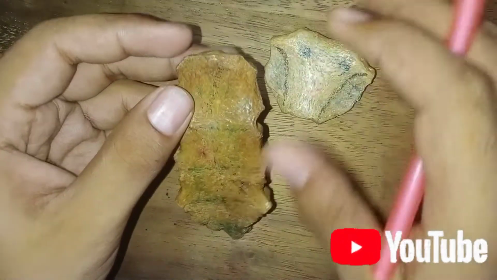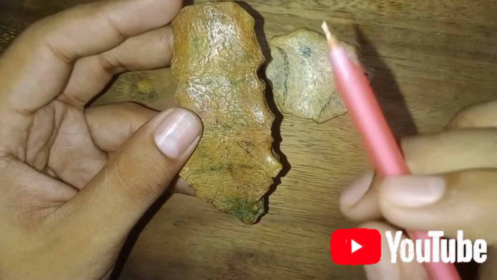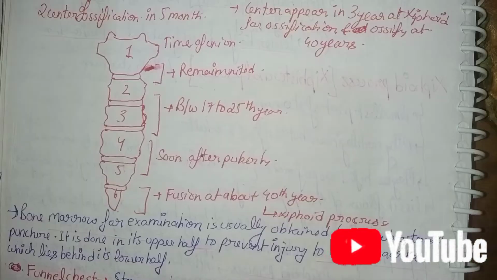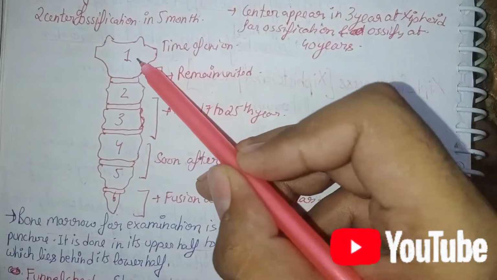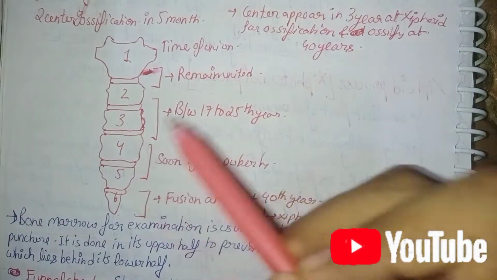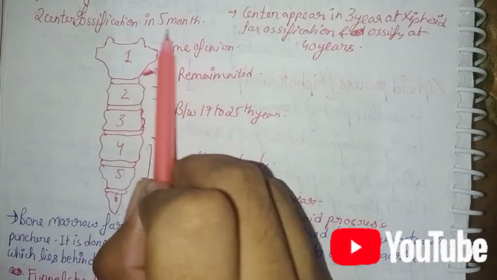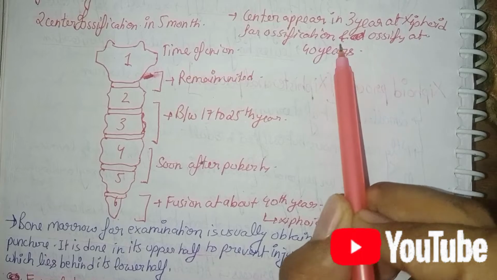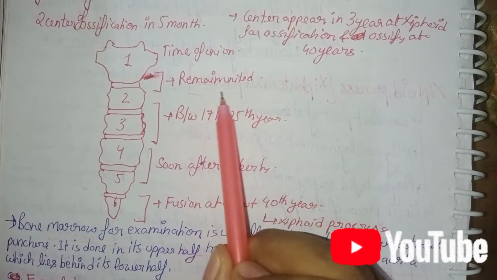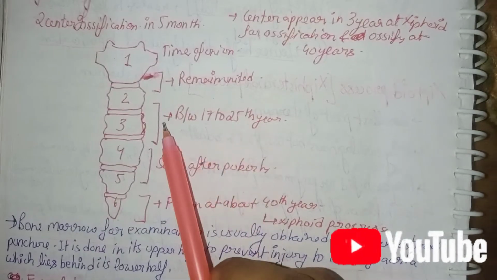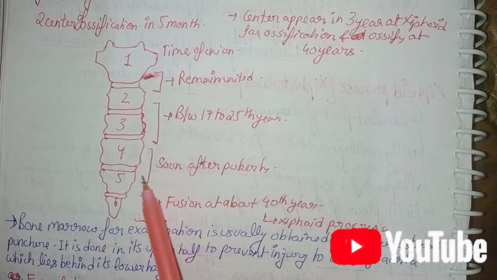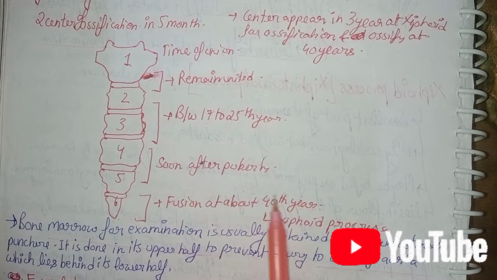Now coming to the ossification of the sternum, there will be 2 centers of ossification at 5 months. As you can see the ossification in the diagram, 1, 2, 3, 4, 5, 6, and also there are 2 centers of ossification at 5 months. A center appears in the 3rd year at the xiphoid process, and it ossifies at 40 years. The parts remain separate until the 17th to 25th year, when they get united. Soon after puberty they all get reunited, and fusion of the xiphoid process occurs at about 40 years of age.